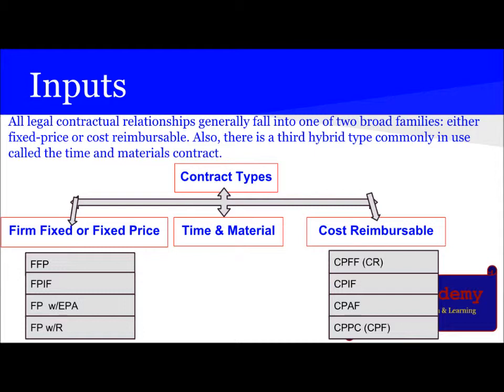All legal contractual relationships generally fall into one of two broad families, either fixed price or cost reimbursable. Also, there is a third hybrid type commonly used called time and material contract. So mainly there are three kinds of contract. First is firm fixed price, second is time and material, and third is cost reimbursable. Under the fixed price is FFP, which is also known as firm fixed price or lump sum.